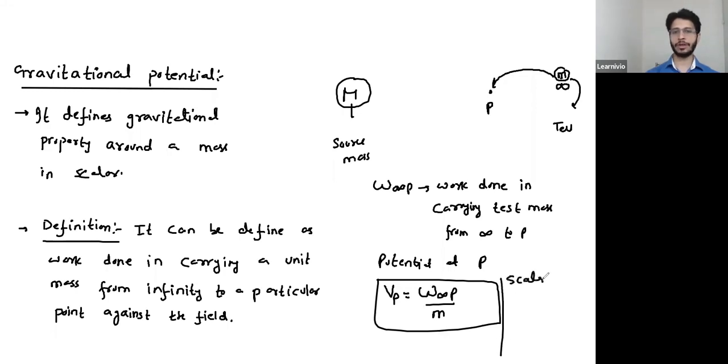It's a scalar quantity. Its SI unit is joule per kg. I'm repeating again. We are first calculating work done in carrying a test mass from infinity to a point. Then we divide that work done by the magnitude of the test mass. This ratio is known as potential. Its SI unit is joule per kg. So this was the general definition of potential.